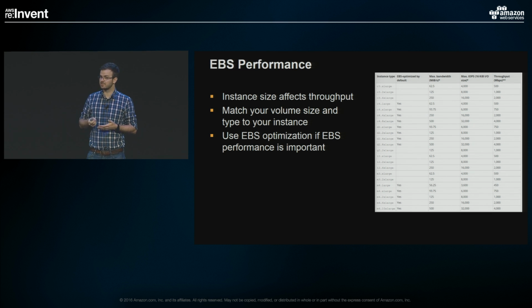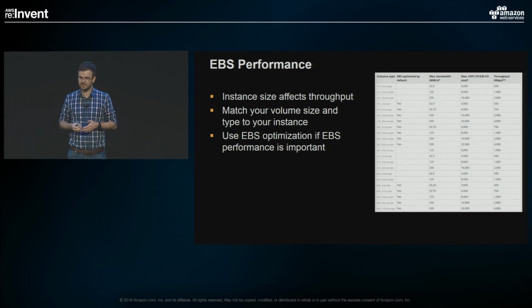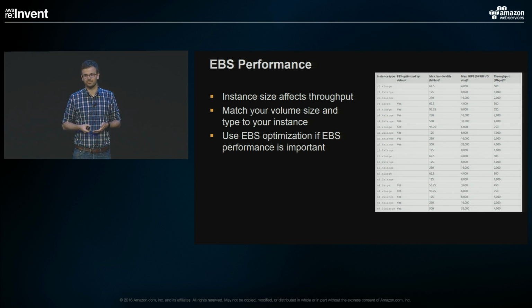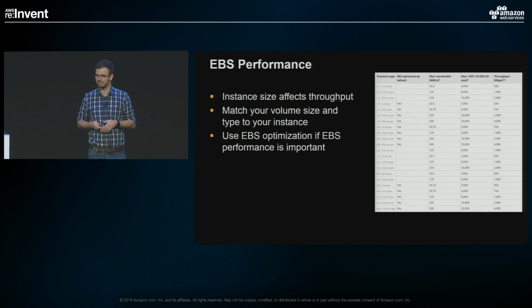Now, the chart that you see here is just an excerpt from the EBS optimization pages. And this chart will show you that for every instance that supports EBS optimization, how much throughput you can get to EBS out of that instance. You can see how many IOPS you can get out of that instance. So it should definitely be your reference when you're using a workload that uses EBS heavily.